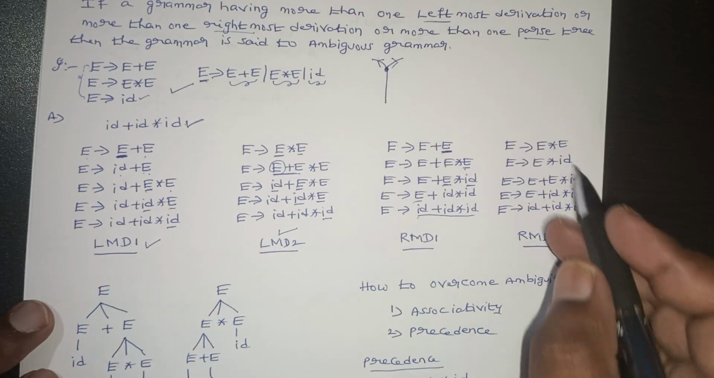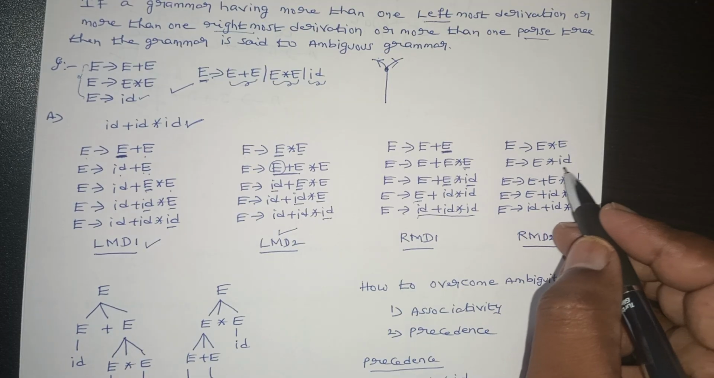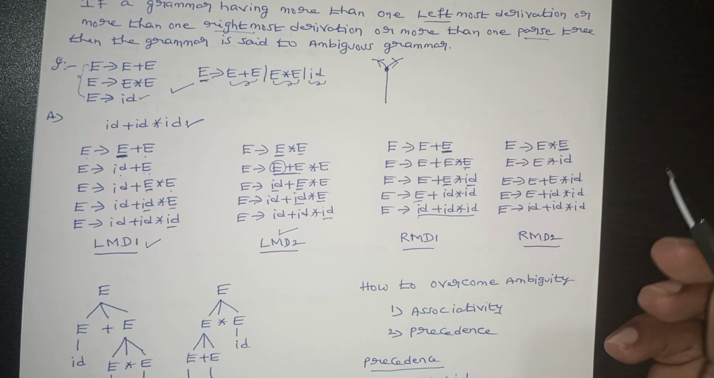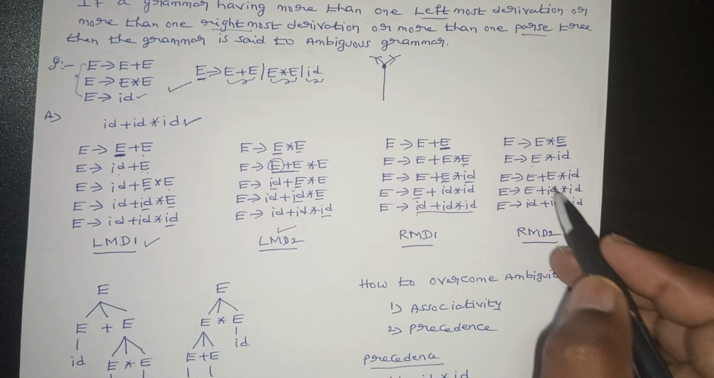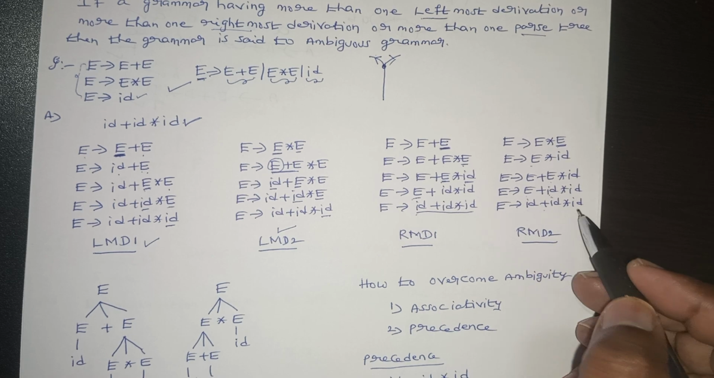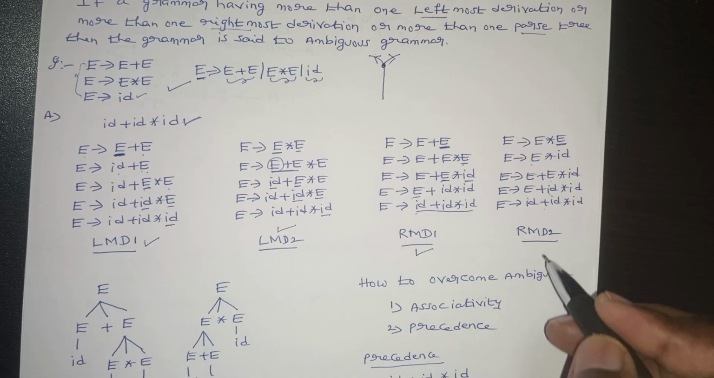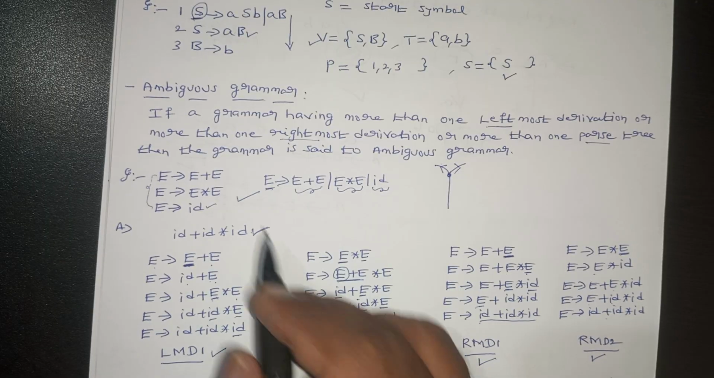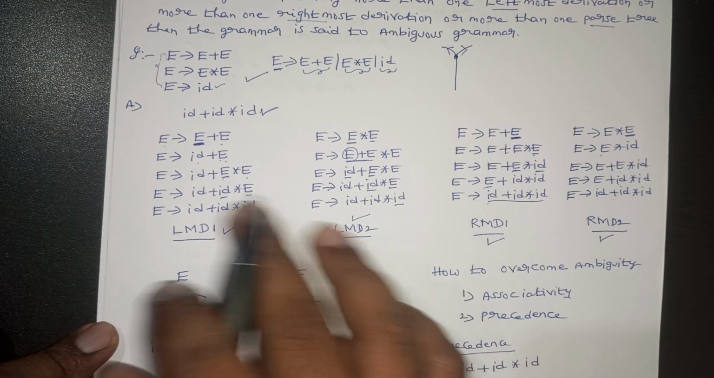Now you take, so E tends to E star E. Now E tends to E star ID. See, in the place of capital E, I am replacing ID. And again, now in this place I am replacing E plus E. Again in the place of capital E, I am replacing ID. In the place of capital E, I am replacing ID plus ID. Now by observation, I am getting two RMDs, rightmost derivation 1, rightmost derivation 2. Then what do you say? Yes, the grammar is ambiguous. Because I am getting two RMDs and two LMDs, the grammar is the ambiguous grammar.